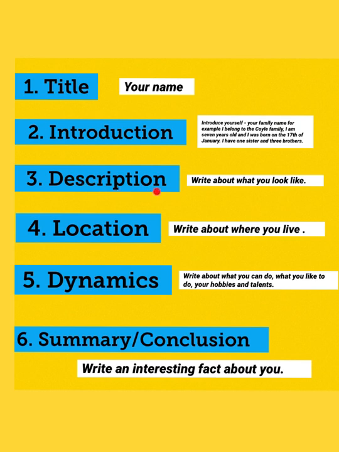And then you click a new paragraph and write a description about what you look like. You can say how tall you are, what colour your hair is, what colour your eyes are. And then you can tell me your location. Whereabouts do you live? And then the last paragraph here with the information facts is write about what you can do, what you like to do, your hobbies and your talents. And then you have a summary at the end. Here you can write me an interesting fact.